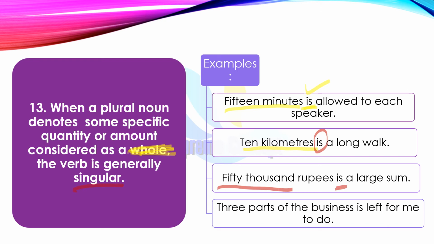And finally we have, three parts of the business is left for me to do. So three parts, I know three parts is actually plural. If you consider part 1, part 2, part 3, three of them are plural. But if you consider three parts as a whole, then we will follow this rule. That is, the verb will be singular. Okay, so we will use the singular verb form is here.